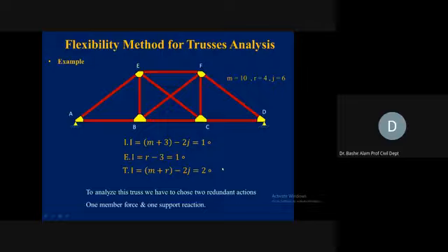Now to analyze this truss, we have to choose two redundant actions, one member force and one support reaction. That way we can make it determinate. But remember, while you are making this statically determinate, your structure must be stable.